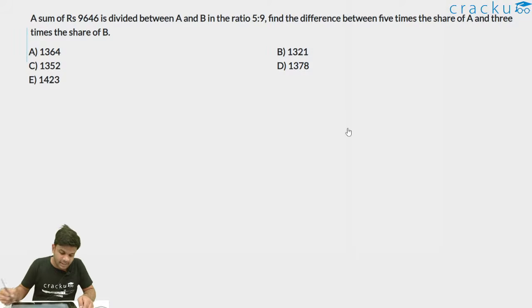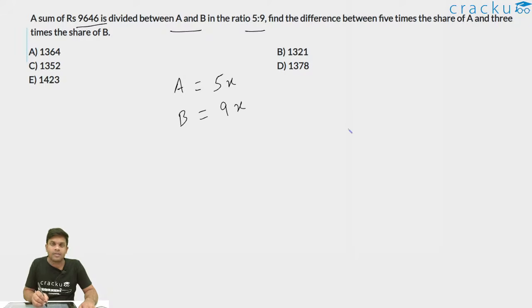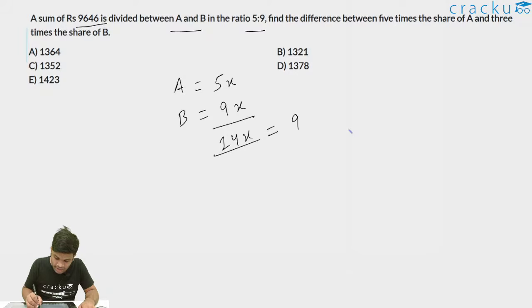So in this question it is said that a total of 9646 is divided between A and B in the ratio 5:9. So the amount of money with A is 5x and the amount of money with B is 9x. The total amount of money with both of them is 14x, which is also equal to 9646, because 9646 was divided between A and B.